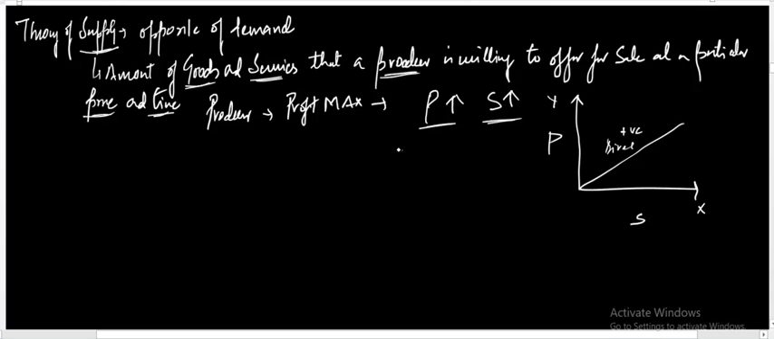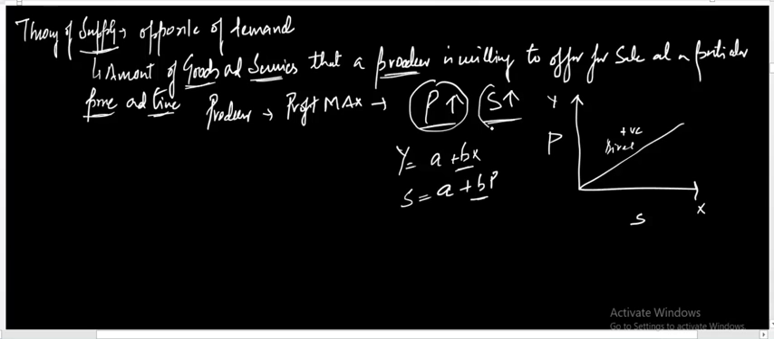So if I write the supply curve, essentially it is in the form of y is equal to a plus bx with a positive slope. So supply as a function of price is like this. The slope is going to be positive, because as the price increases, the producer is going to supply more. Now let me talk about the determinants of supply.